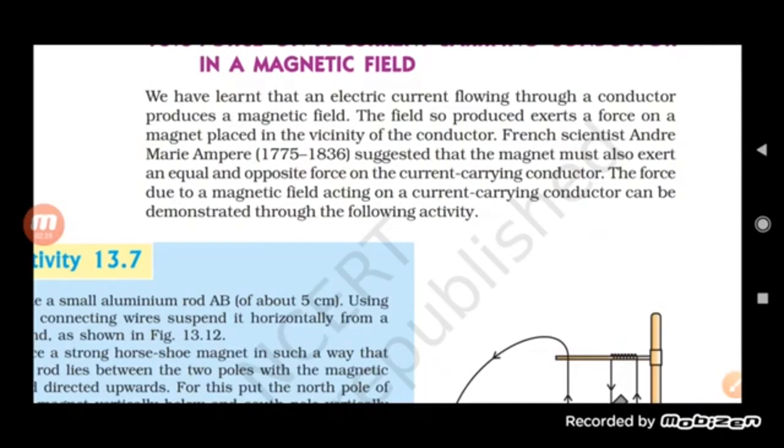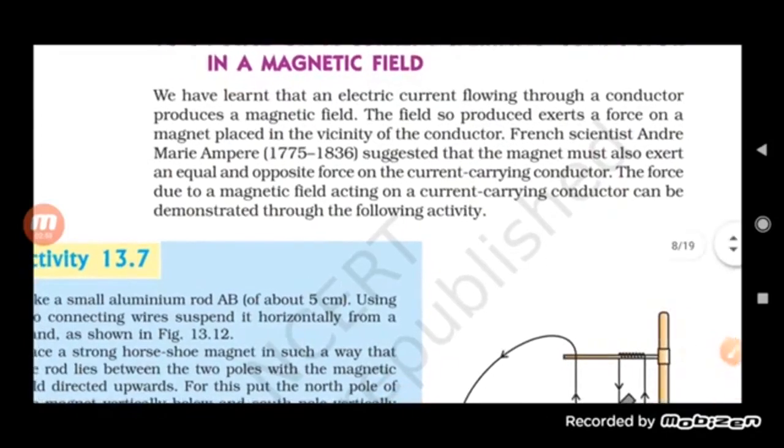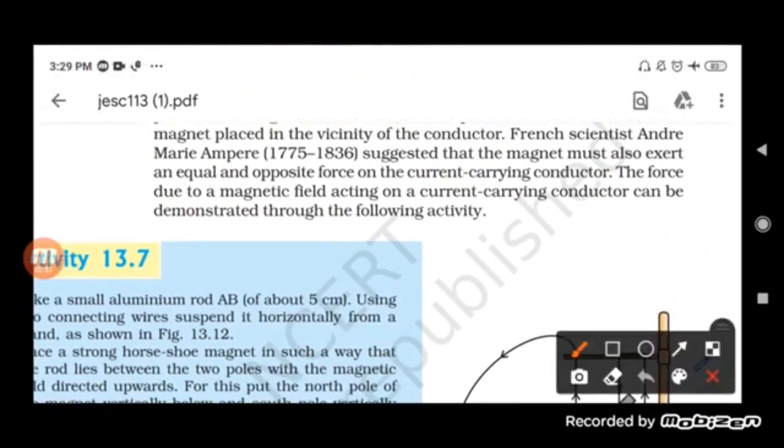Suppose we have taken a current carrying conductor, and you know that it itself produces a magnetic field around it. When we keep this current carrying conductor in a magnetic field, the magnet must also exert an equal and opposite force on the current carrying conductor.